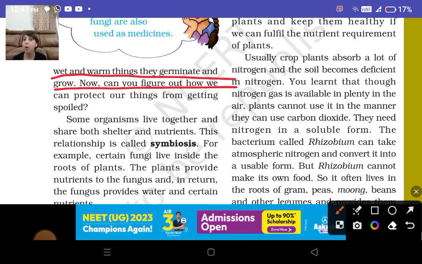Now you can figure out how we can protect our things from getting spoiled. Do not place them in wet and warm places. Okay, this is the solution to not getting your things spoiled by fungi. Okay, some organisms live together and share.